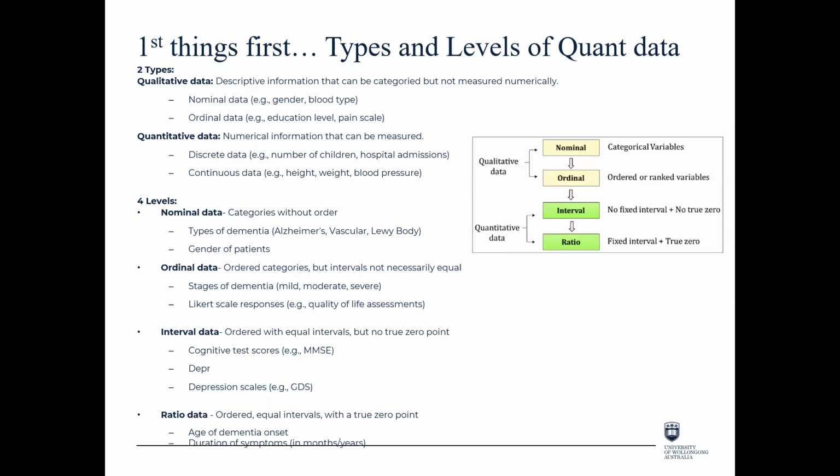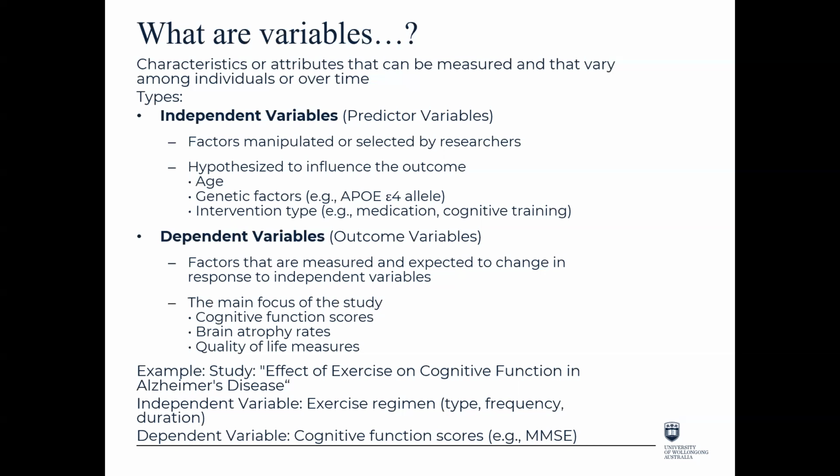And then ratio data is the highest level of data that you can have, that you can do the most with, and that's ordered, equal interval with a true 0 point. So age of dementia, or duration of symptoms in years or months, things like that. So if you're going to do quantitative analysis, you need to know what type of data you have and what level it is.